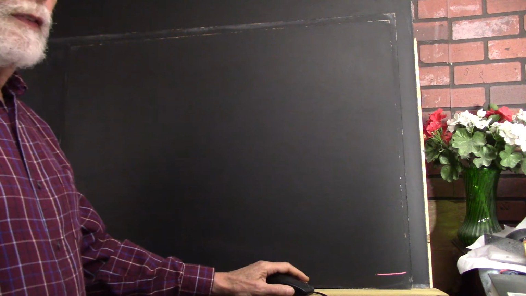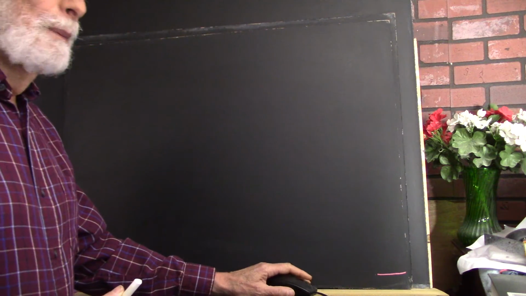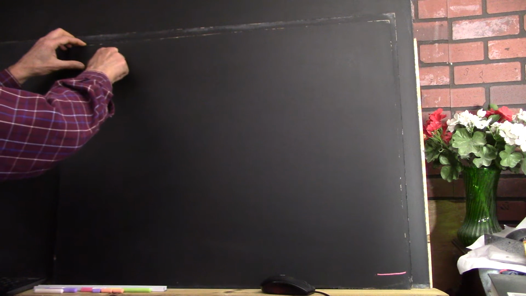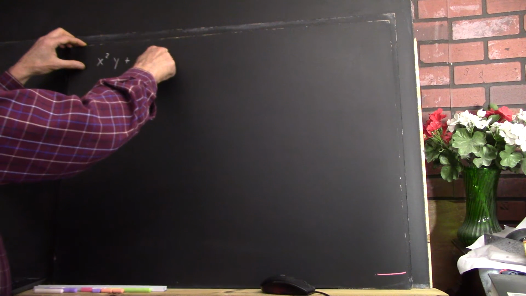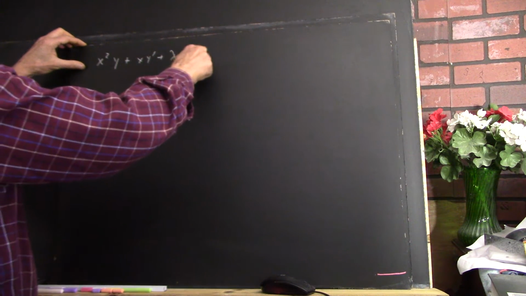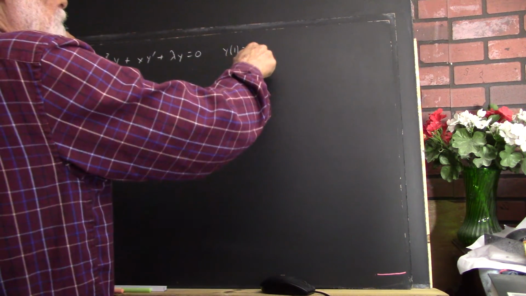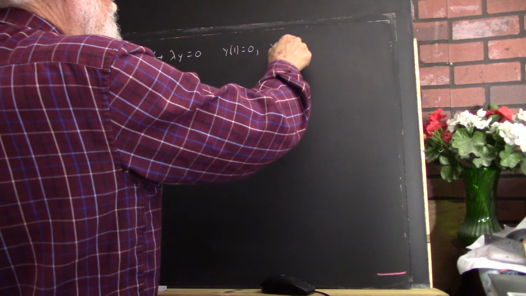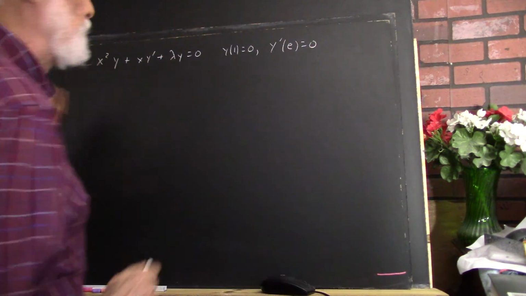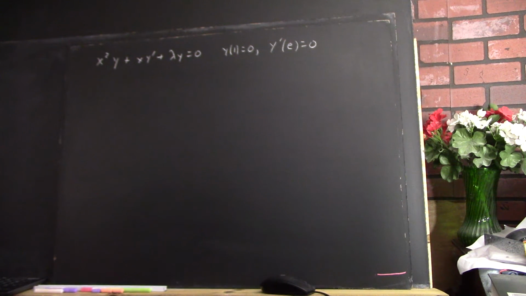So on the Cauchy-Euler equation, got Riemann on the brain, it was x squared y double prime plus xy prime plus lambda y equals 0, with y of 1 equal to 0, y prime of e equals 0. And you very obviously got the right general solution for y.